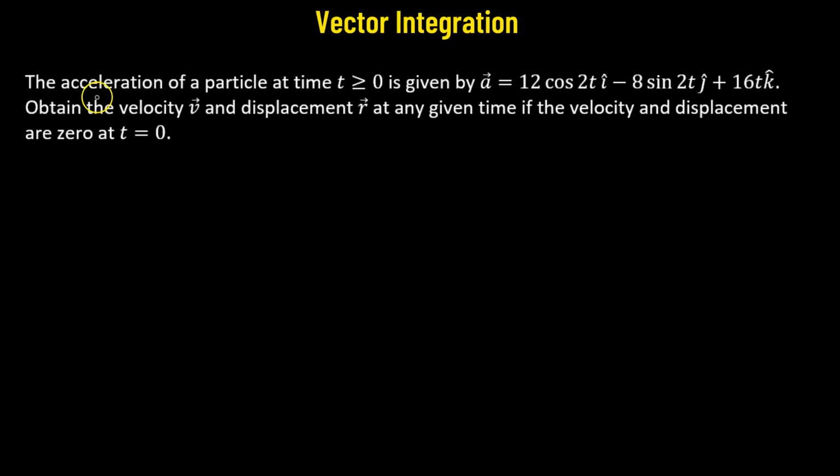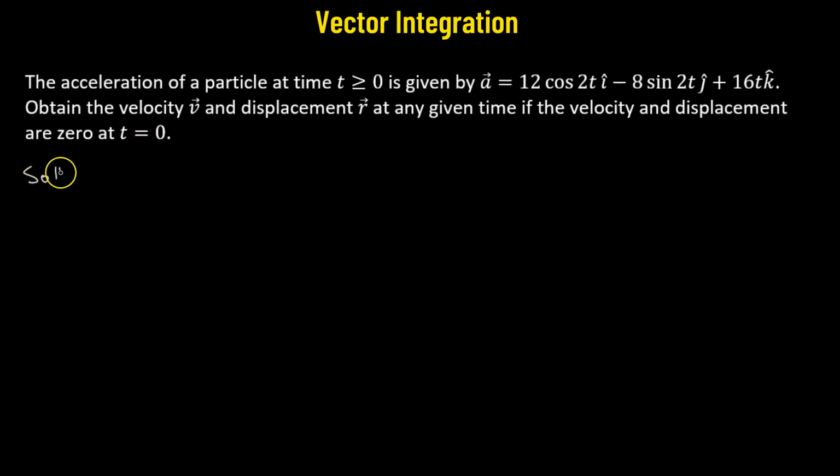So here in this problem, we have been given that the acceleration of a particle at any time greater than 0 is given by this vector valued function. We need to obtain the value of the velocity v and displacement r at any given time. And there's a condition given here that the velocity and displacement are 0 at time t equals 0.